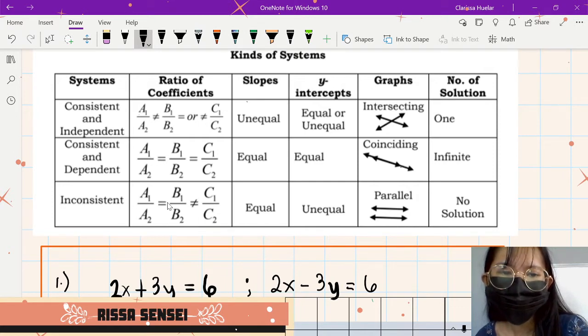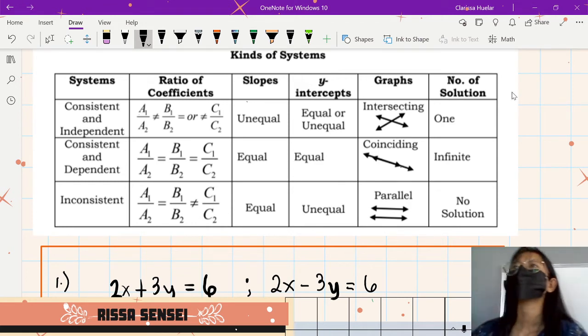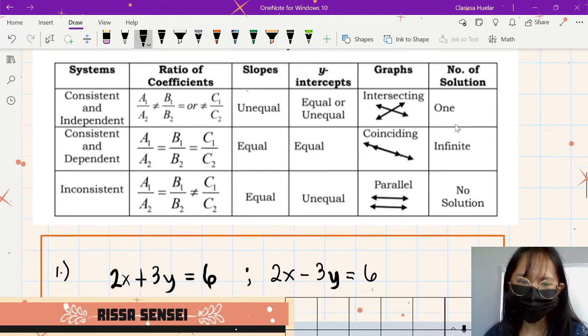And the third one is inconsistent. If the ratio of the first and second coefficients are equal, but the ratio of the second and the last coefficients are not equal, therefore it is an inconsistent system, and the slopes must be equal. Y-intercepts are not equal. The graphs are parallel. And of course, since there is no intersection, walang point na common to both. Kaya, there is no solution.